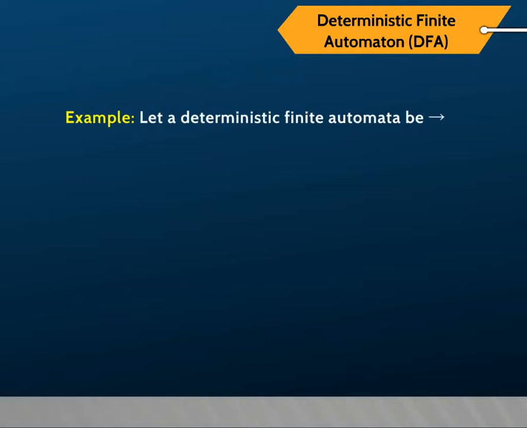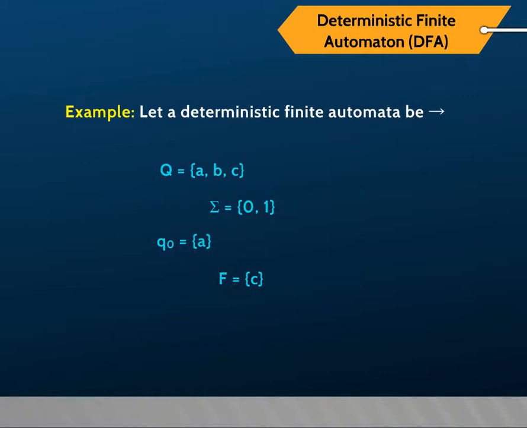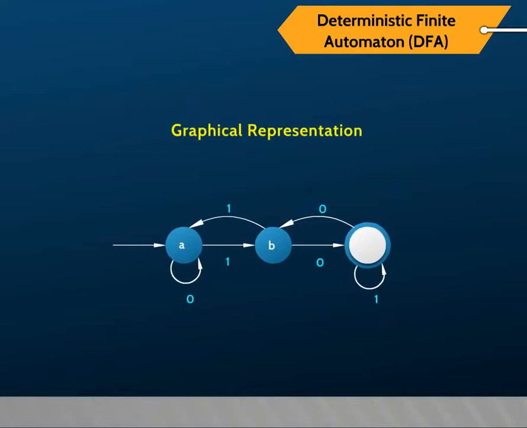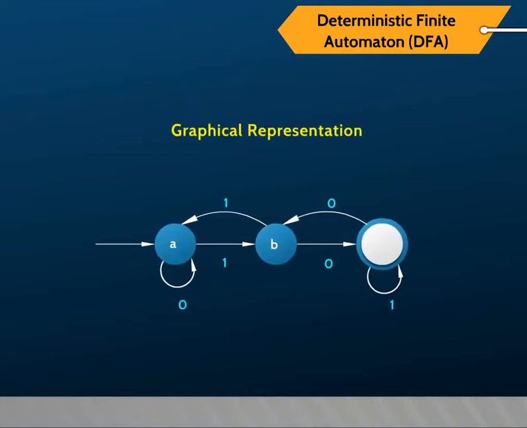Example, let a deterministic finite automaton be Q equal to A, B, C. Σ is equal to 0, 1. Q0 is equal to A. F is equal to C and transition function δ as shown by the following table. Graphical representation.